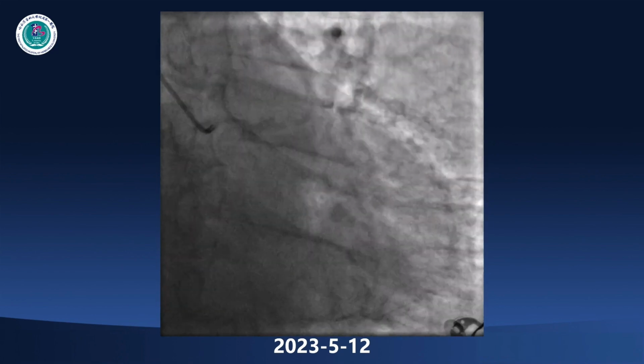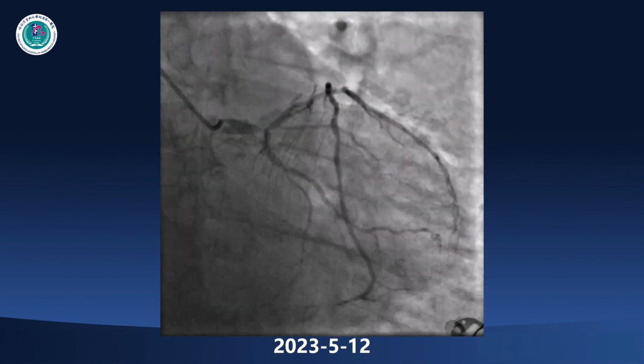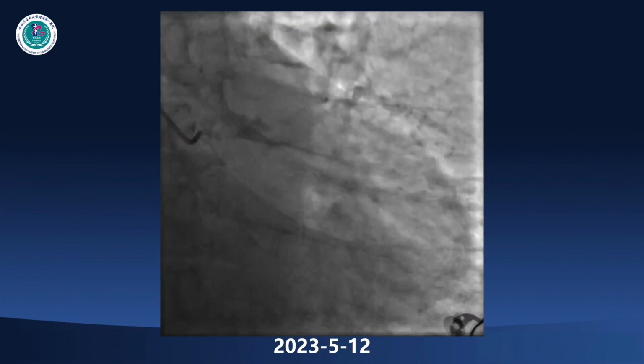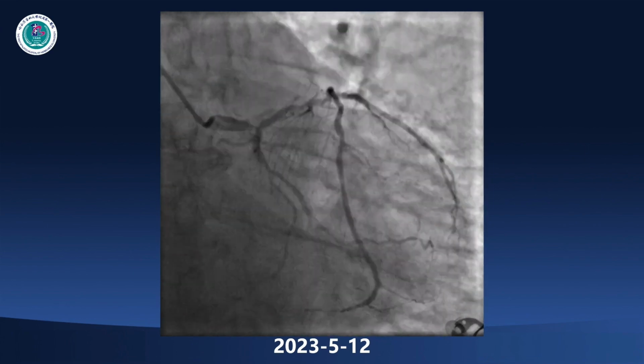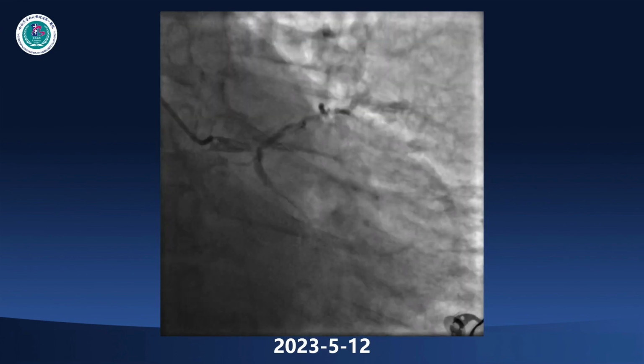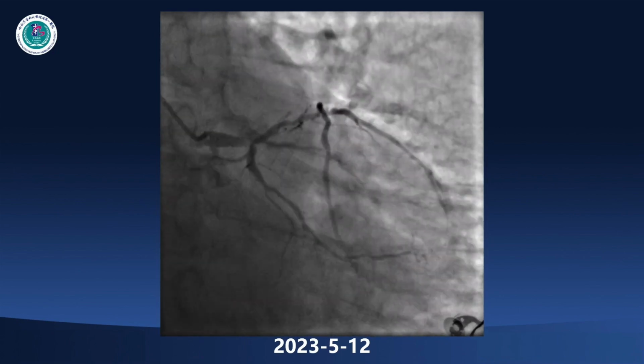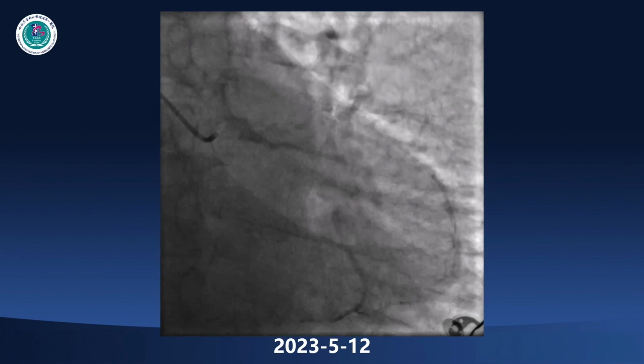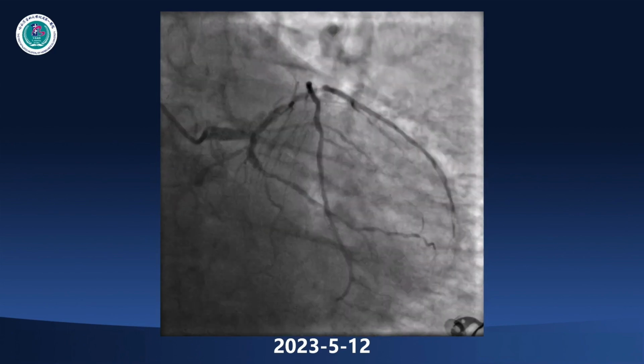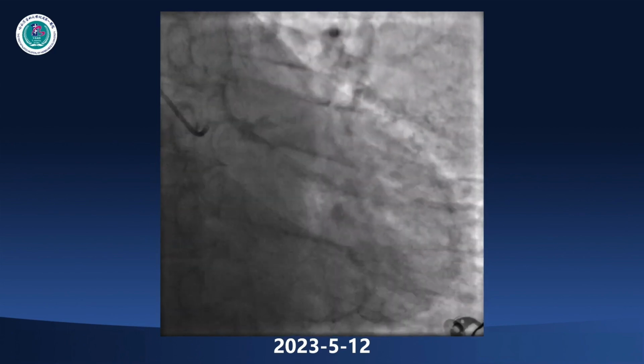And we can see from the angiography imaging severe stenosis at the distal left main and from the proximal to middle of the left anterior descending, with severe calcification.